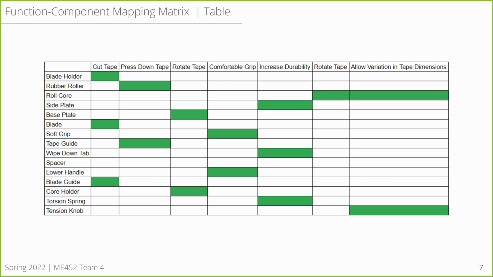The parts with the most important features are the blade, which cuts the tape, the roll core, which holds the tape, and the handle, which provides comfortability to the tape dispenser. As you can see on the function component mapping matrix, the spacer has no function, which means it should be eliminated in the future.